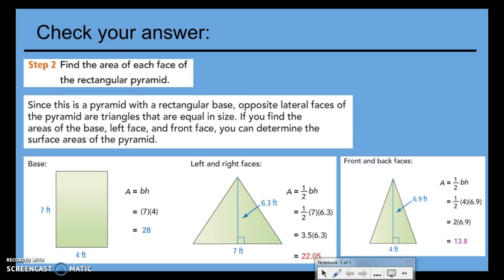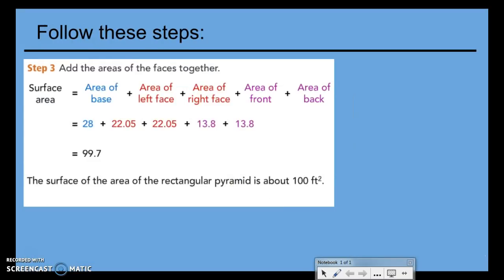Alright, if you did not get these, look at your numbers really good and see what you did differently to check your answer. Guys, one thing that we're having a bad habit about is we're erasing our work. In Ms. Cantley's class, you need to make sure you do not erase your work because you need to check it and see what mistake you're making. Step 3 is to add all of your faces together, and you would end up with a pyramid that is about 100 feet squared, or 99.7 feet squared.